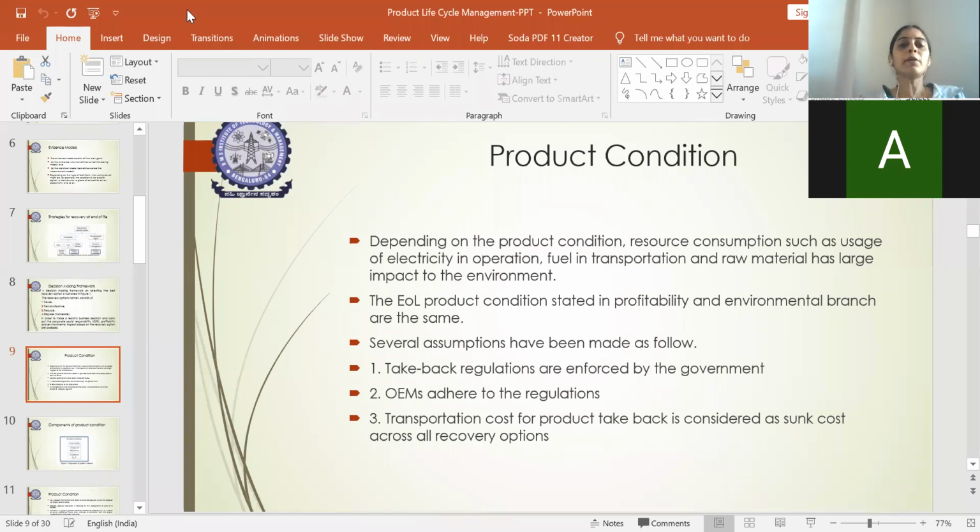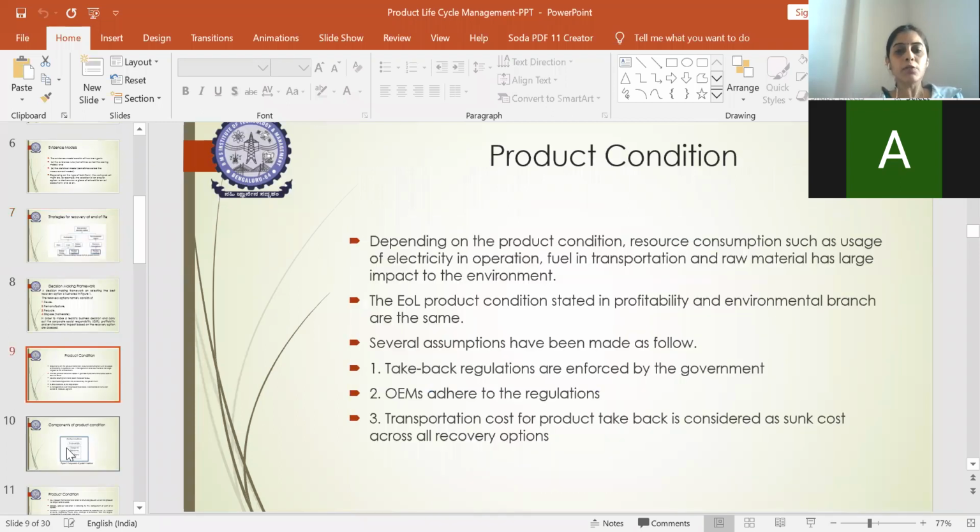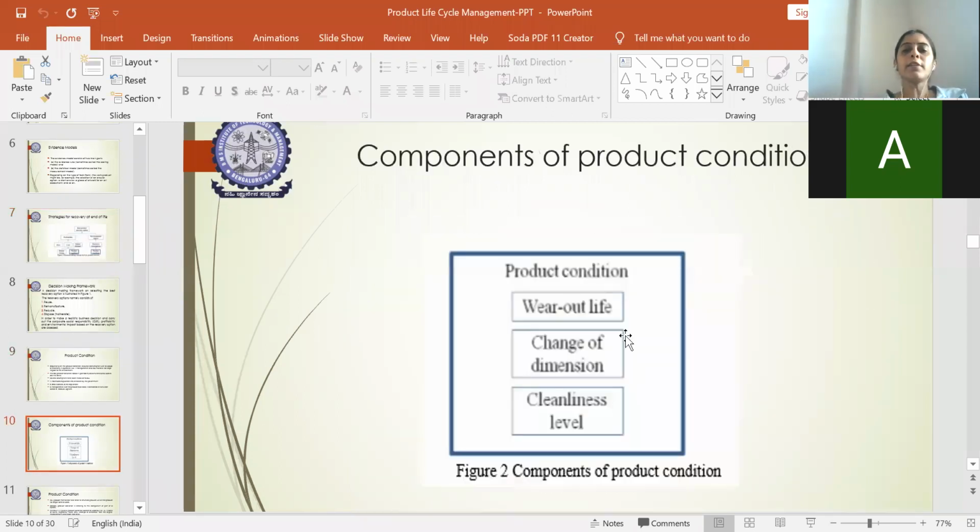The condition of the product could be very good, or it could be okay or medium. The condition of the product also relates to its profitability and the material of the product. Based on all these assumptions, it will be evaluated whether it could be recovered or not. So that is explained here. The condition of the product will be evaluated on three bases: one is the cleanliness level, the second is the change of dimension, and the third is wear out life.